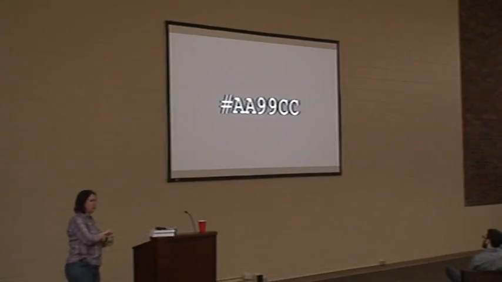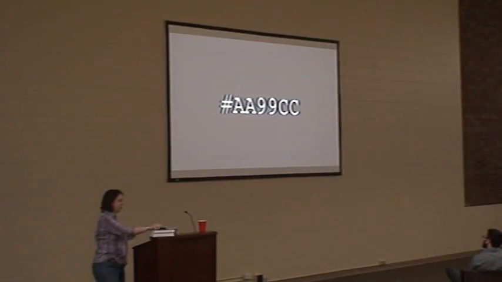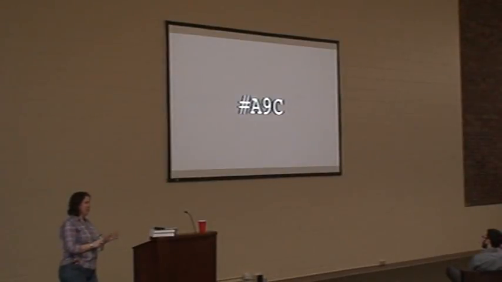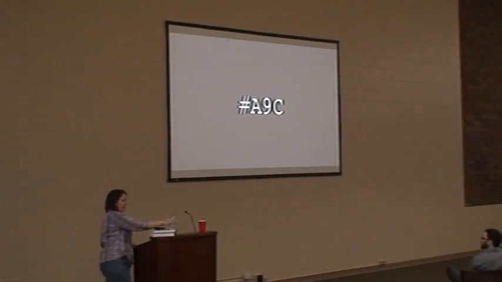Sometimes you'll have numbers where each set of 2 digits is the same digit, like AA, 99, CC. And you can actually use shorthand with this, only if every set of 2 is the same, and shorten it to 3 digits instead of 6. And that just saves you a little typing sometimes.